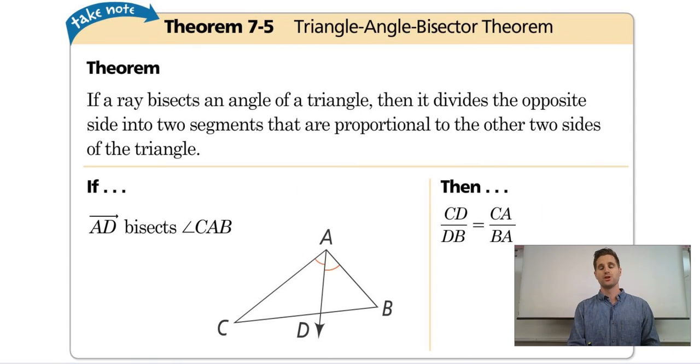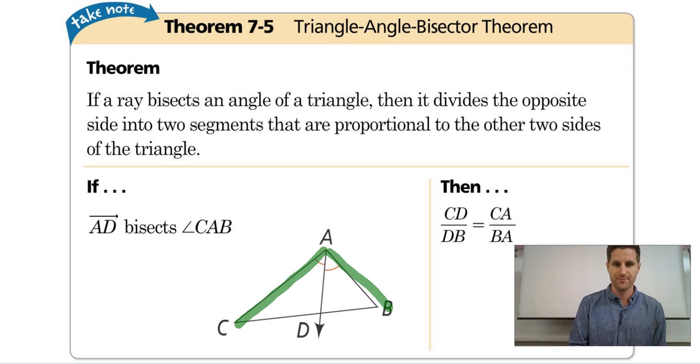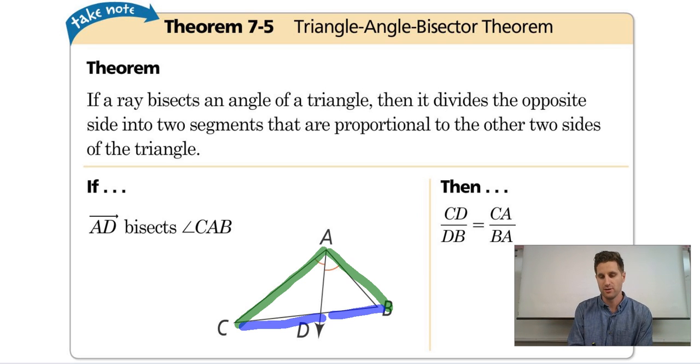And this is called the triangle angle bisector theorem, which basically means if you have an angle bisector within a triangle, this is going to work out. And what you have is, if this is true, then we can say that this segment will correspond to this segment, and CD will correspond to DB. Okay, and there are different ways you can write it. So we could say CD to DB equals CA to AB, and we can set up proportions and solve.